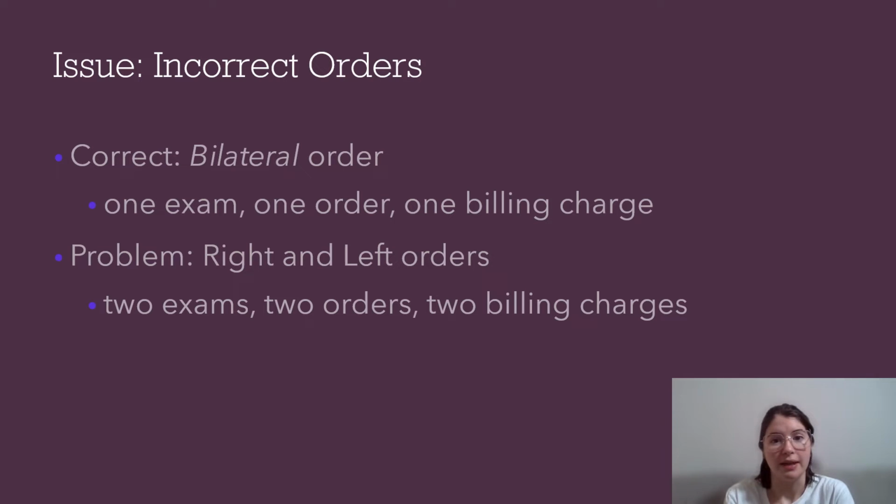Ordering a bilateral study as left and right separately not only double charges the patient, but also populates 2 exams on our order list instead of 1. This is more commonly referred to as unbundling. The order needs to be changed to a single exam, bilateral hands or wrists or whatever part is needed, and while this change is happening, the chart is locked.